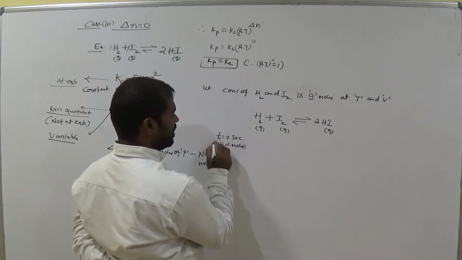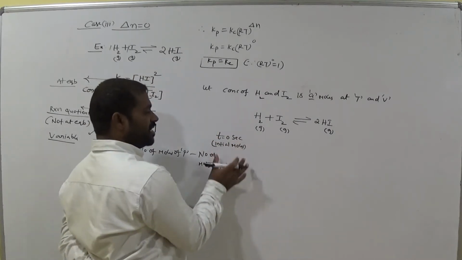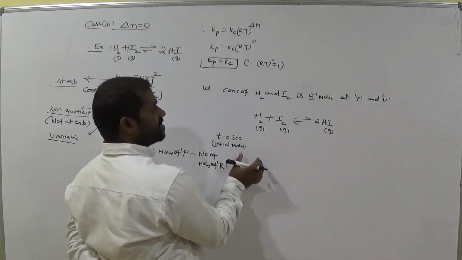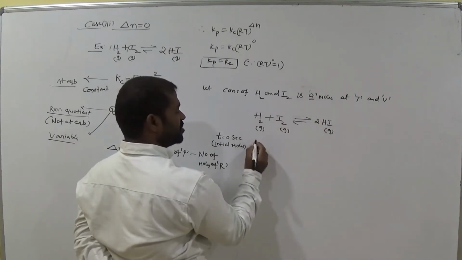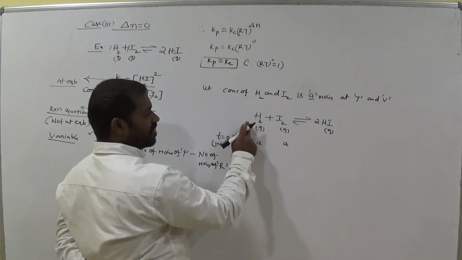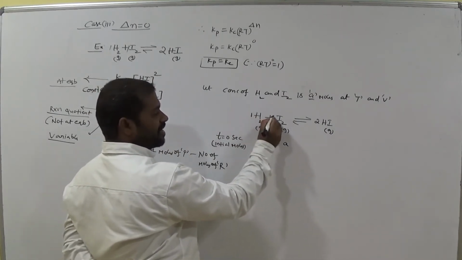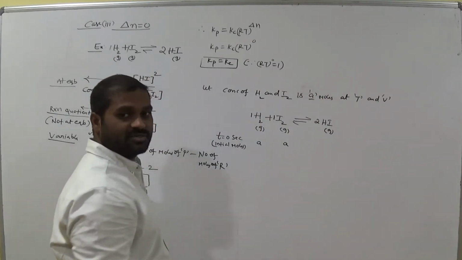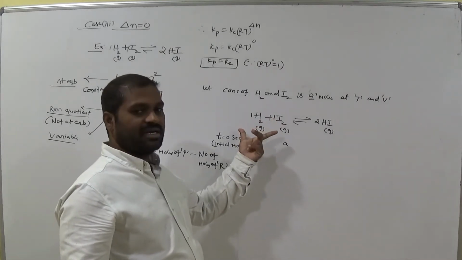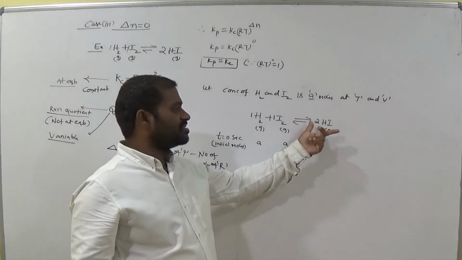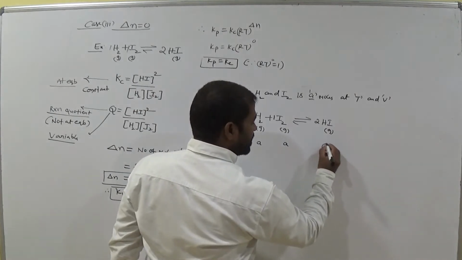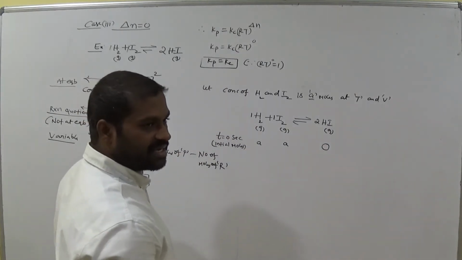Okay. So at time t equals 0 seconds, these are the initial moles. At time t equals 0, there is no product, we have only reactants. What is the initial concentration of H2 and I2? For H2 it is taken as A moles, for I2 also it is A moles. So here 1 mole of H2 reacts with 1 mole of I2 and it produces 2 moles of HI. Am I right? So initially the concentration of product is 0. Why? Because there is no reaction at time t equals 0 seconds.